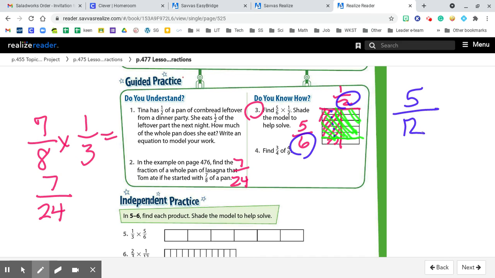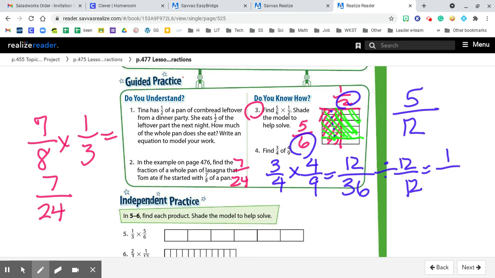And then the number 4, find 3/4 of 4/9. 3 times 4 is 12. 4 times 9 is 36. We can reduce that. 12 goes into 12 once and into 36 3 times. So that reduces to 1/3. So there you go.